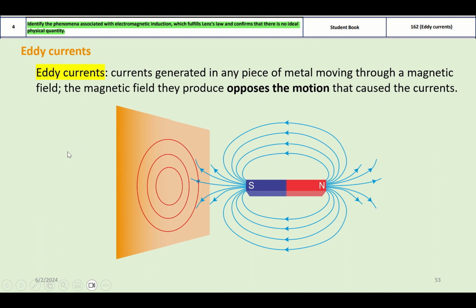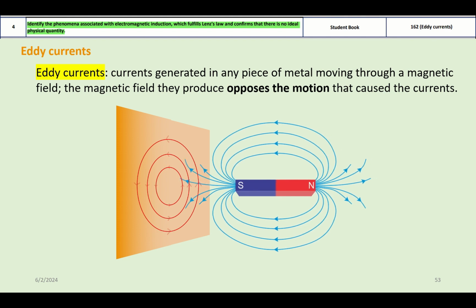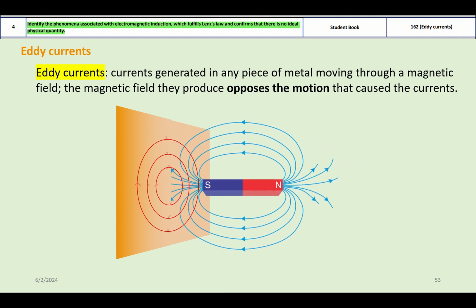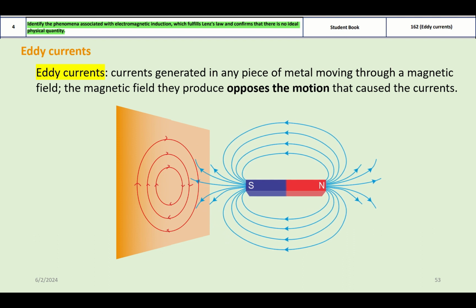In question 4, we will identify the phenomena associated with electromagnetic induction, which fulfills Lenz's law and confirms that there is no ideal physical quantity. Eddy currents are currents generated in any piece of metal moving through a magnetic field. The magnetic field that opposes the motion that caused the currents.